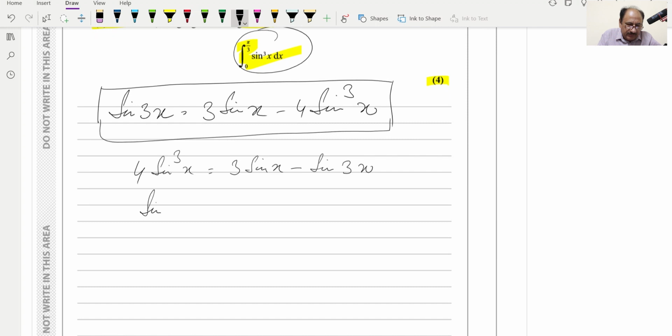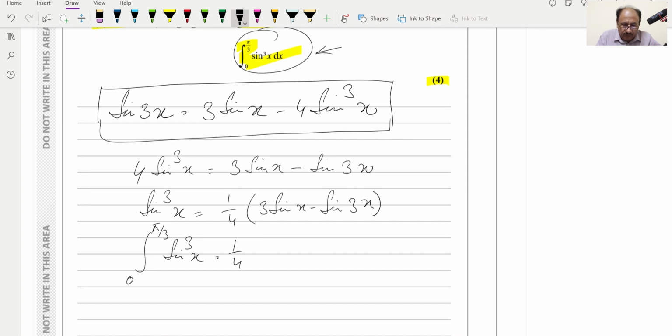So this implies sine cubed x will be equal to 1 by 4 of 3 sine x minus sine 3x. We can take integral on both sides. So integral 0 to pi by 3, they are saying 0 to pi by 3 in the required question. So sine cubed x will be equal to 1 by 4. We can write outside the integral 0 to pi by 3, and inside will be 3 sine x minus sine 3x, and this is dx.